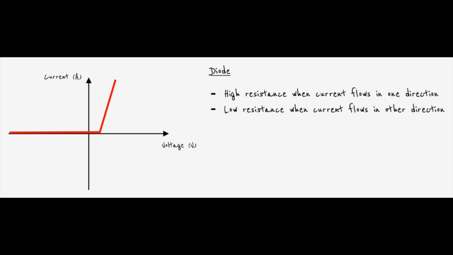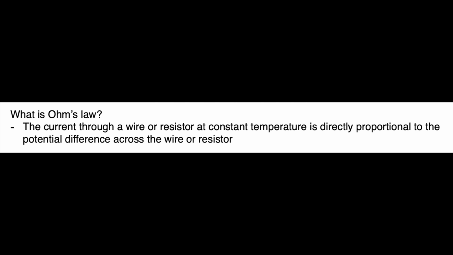With a diode, because it only allows current to flow in one direction only, you get a very distinctive graph line. This is because you get a high resistance when the current flows in one direction and a low resistance when the current flows in the other direction. Underpinning looking at these graphs is Ohm's law, which states that the current through a wire or resistor at constant temperature is directly proportional to the potential difference or voltage across the wire or resistor.